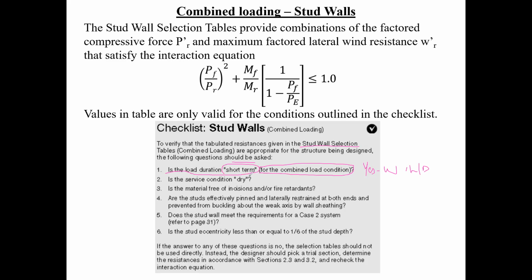Are the surface conditions dry? Normally, you would use this table to design the studs of your exterior walls that support the roof and everything, so you're going to be inside the envelope of the building, all protected, so the answer is yes. Is the material free of incisions and fire retardants? You're not going to be using any kind of treated wood, so the answer is yes.